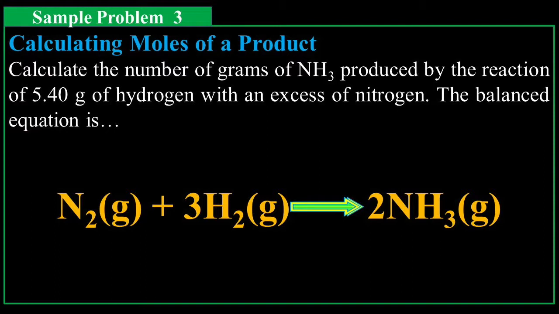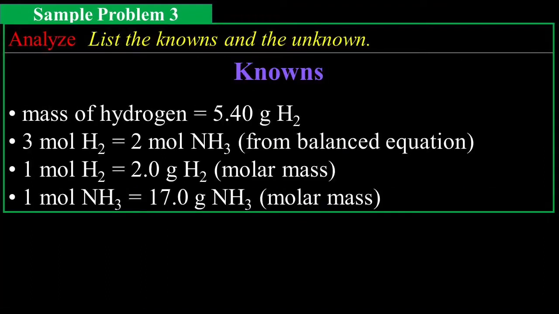So again, we're going to use that equation, and that's called a stoichiometric equation. It's the balanced chemical equation. This is what we know. The mass of the hydrogen is 5.4 grams. We have 3 moles of hydrogen equals 2 moles of ammonia from the balanced equation. 1 mole of hydrogen is 2 grams. That's the molar mass. And 1 mole of ammonia is 17 grams. That's the molar mass. That's not anything else. So that's what the book gives.